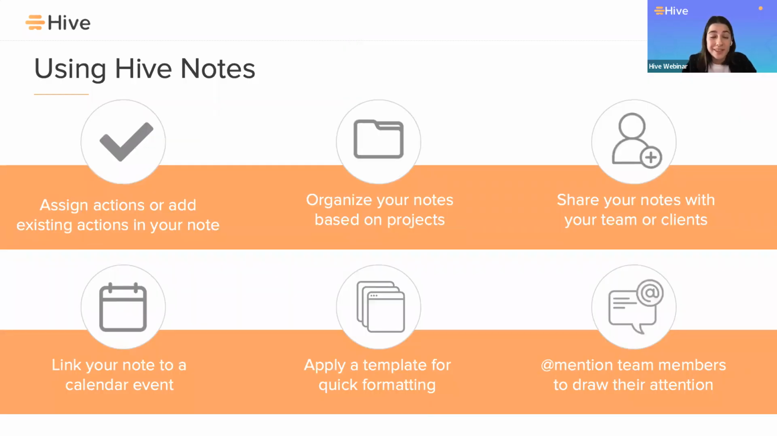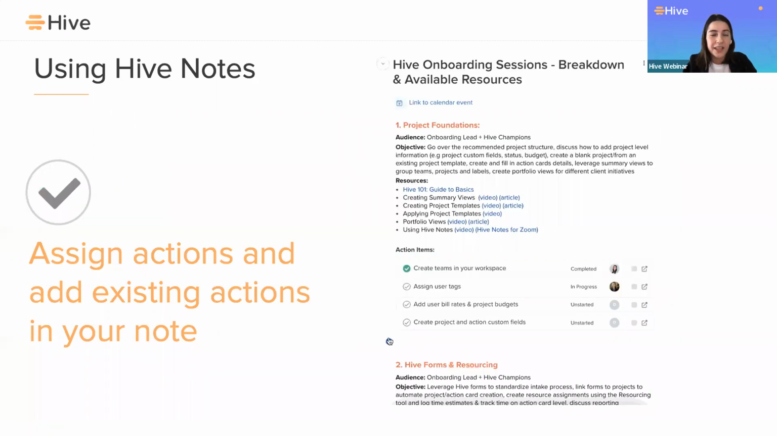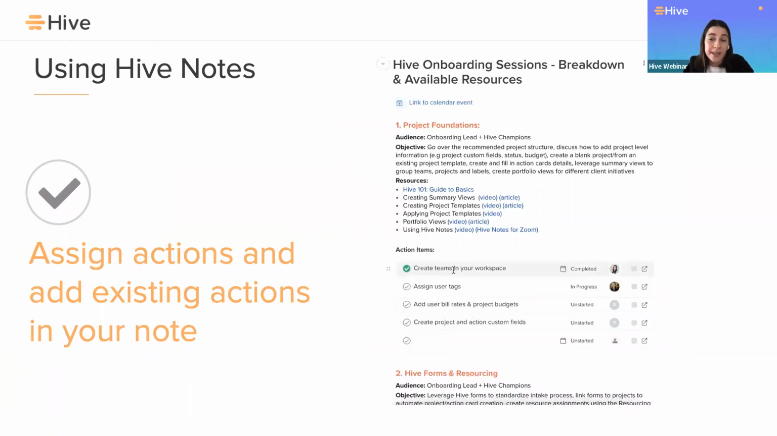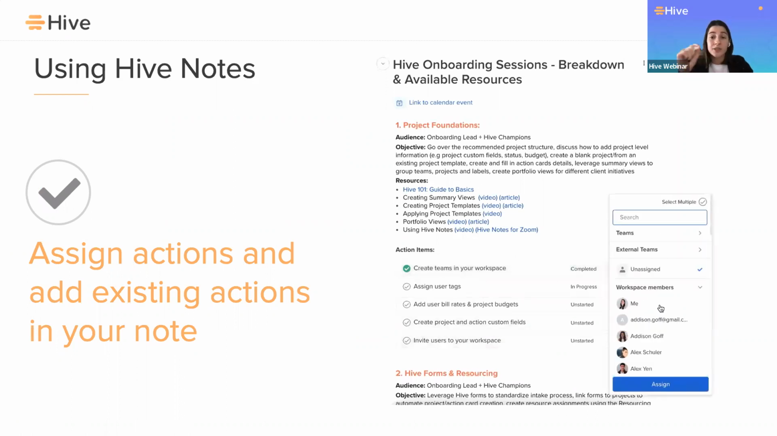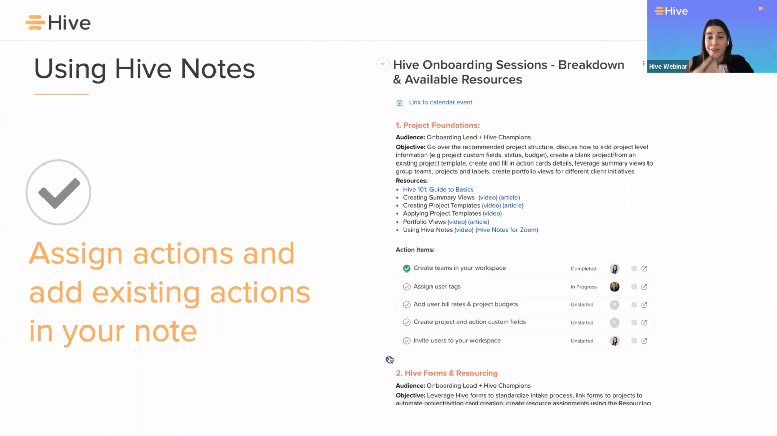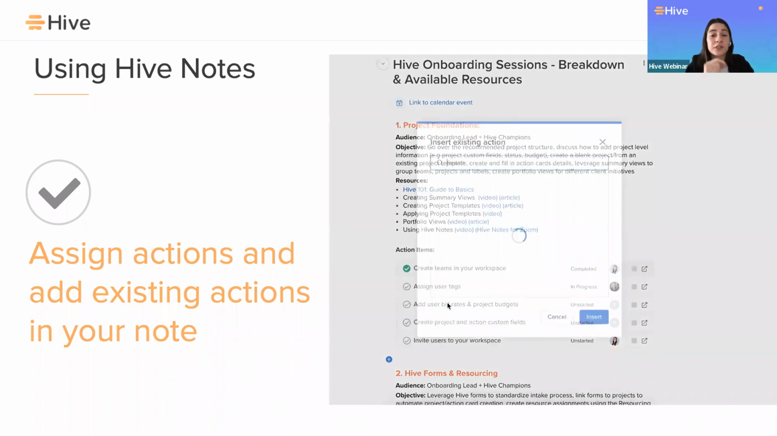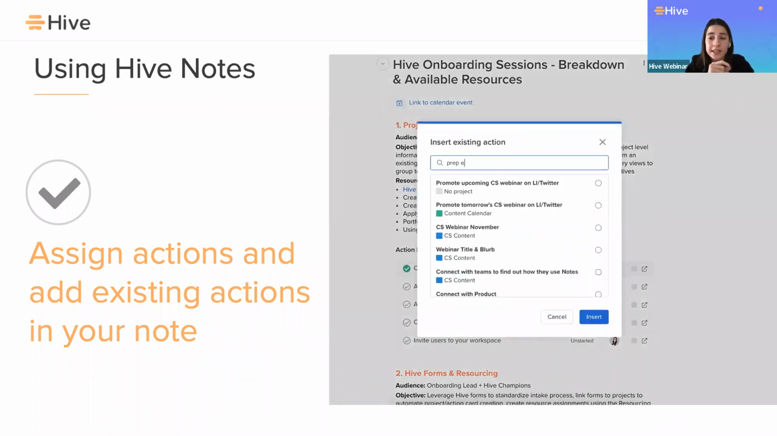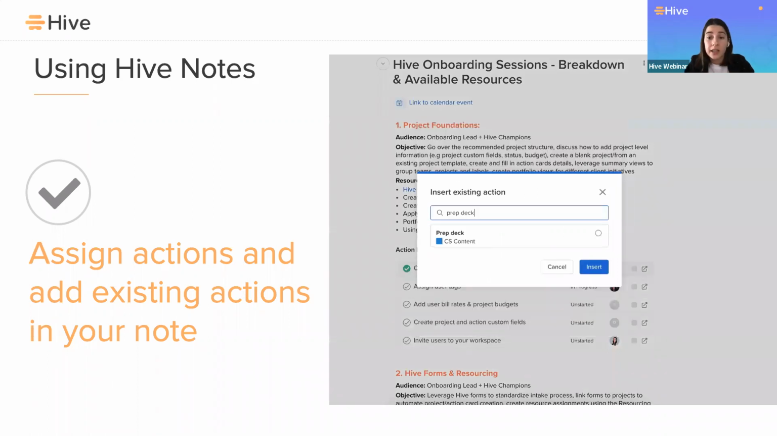Now, before we talk about the different use cases from our own team, let's actually take a look at the key features and capabilities you can use in Hive Notes. The first one is assigning actions and adding existing actions in your notes. So while taking notes, you can actually create actions and assign it to a teammate to make sure that they're accountable for it. You can even set the due date here, you can set the status, and you can even place it in a project.